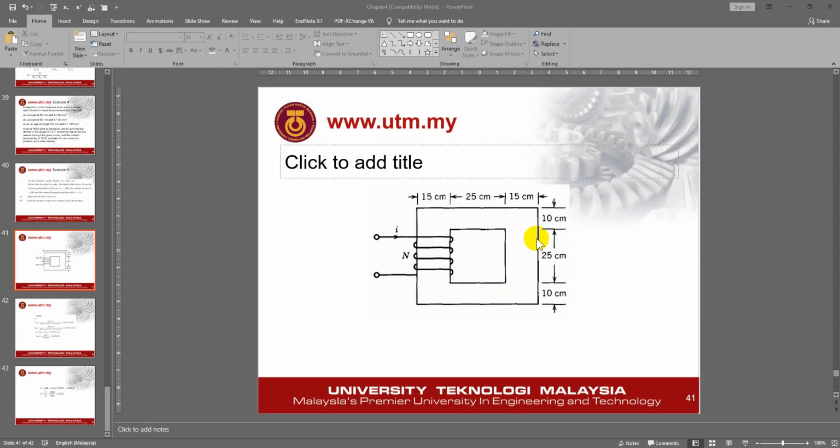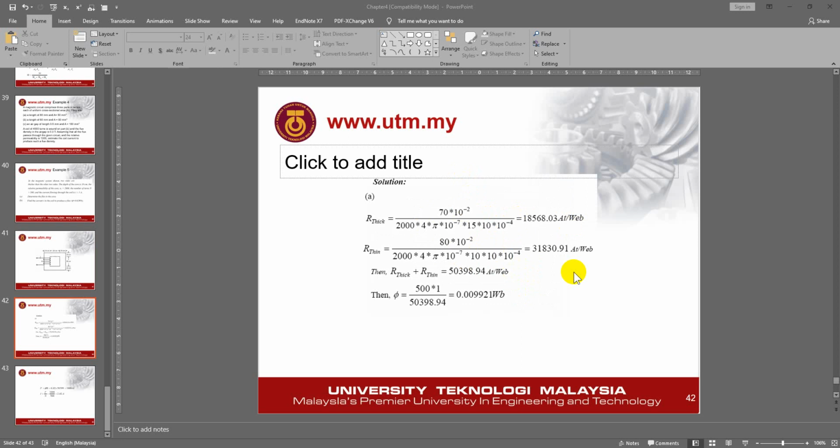Sometimes they don't give the length and the area, so you have to imagine yourself how to get the answer. You have to draw the flux first to know where the length is. Length is usually parallel with the flux. If the flux flows here, the length is also here. But the cross section is perpendicular. So how to do this? In this slide, the solution is given.